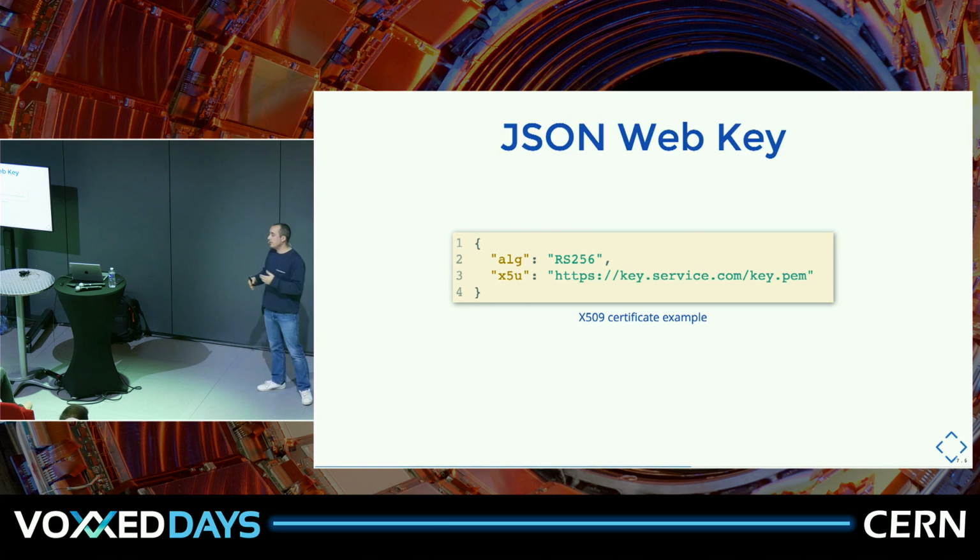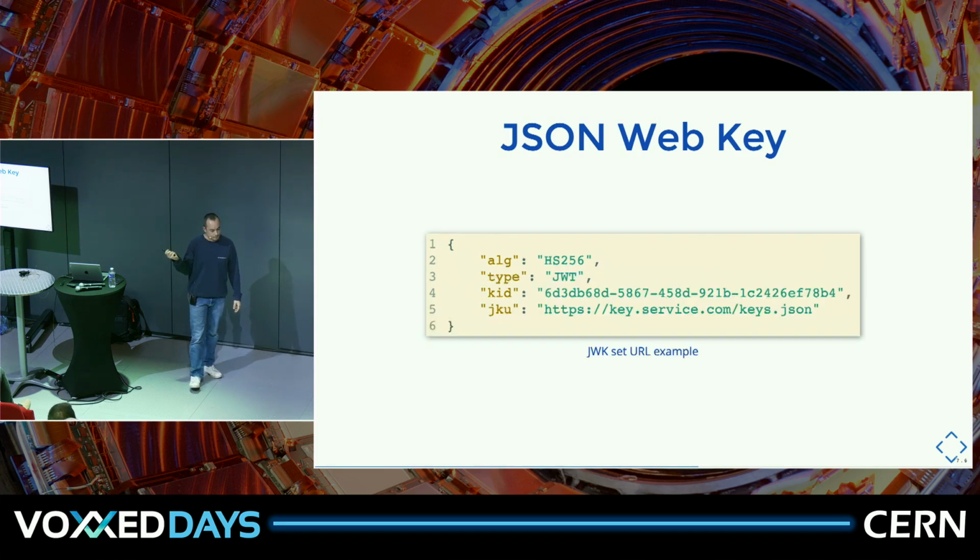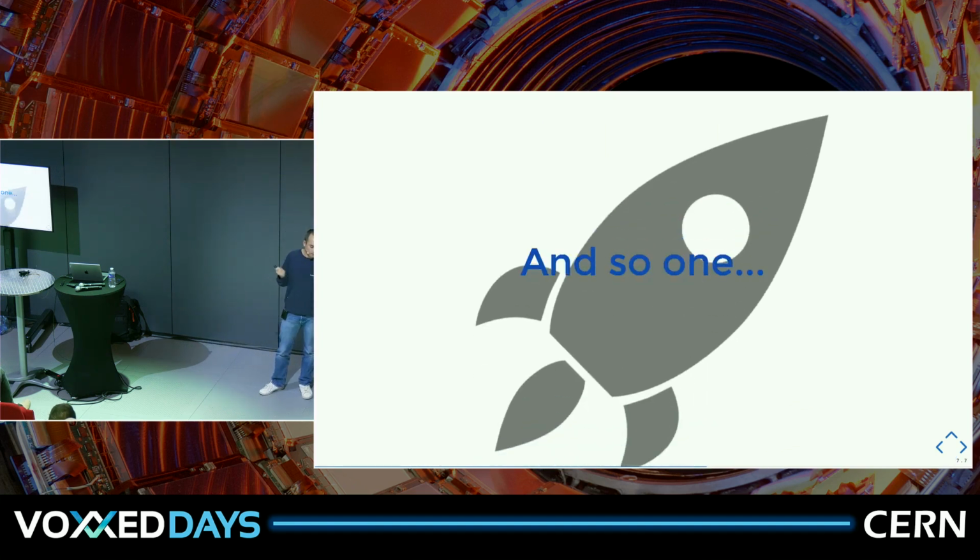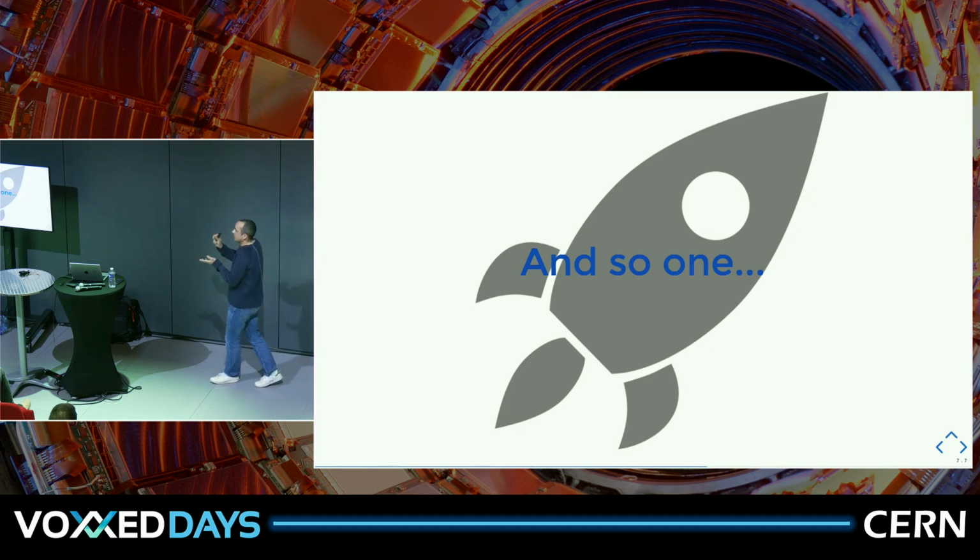X5U is to point a URL to a certificate, an X509 certificate, or basically a public key. Okay. Here you can also have a URL to a key set. So you can get your key set and, with the key ID, find the right key and verify the signature with that. Okay, so I just showed you some important properties, but there are a lot more than that.